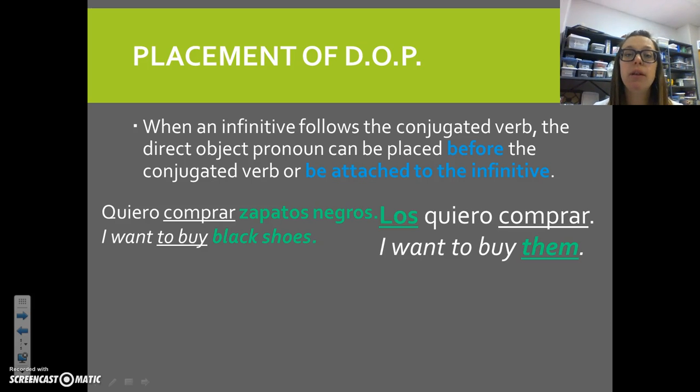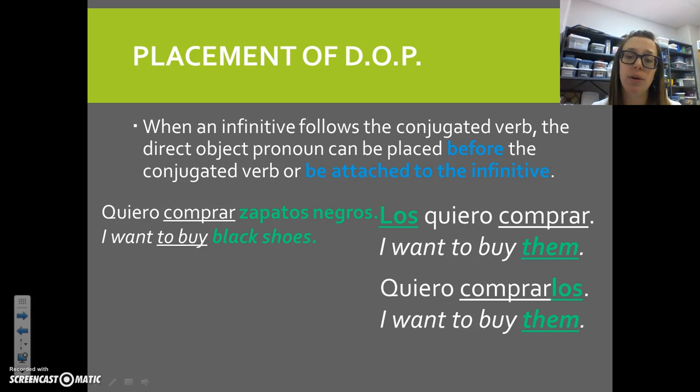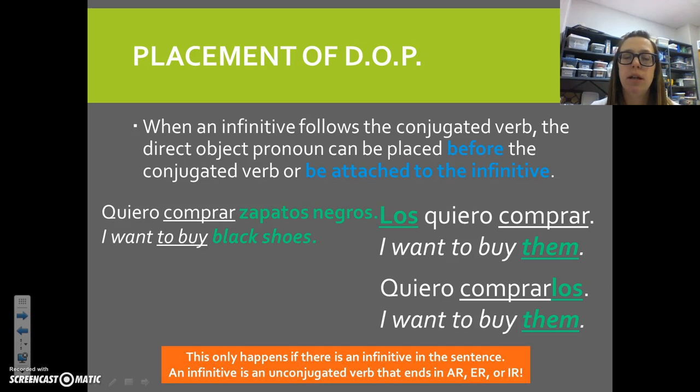Okay? So we can put the direct object pronoun in front of the conjugated verb quiero. So, I want to buy them. Los quiero comprar. But since we have the comprar in the sentence, that's an infinitive, you can attach the los to the end as well. Quiero comprarlos. I want to buy them. They both mean the same thing, it's just a different placement. Now, this only happens if there is an infinitive in the sentence. You cannot attach the direct object pronoun to a conjugated verb. So remember, an infinitive is an unconjugated verb that ends in AR, ER, or IR.